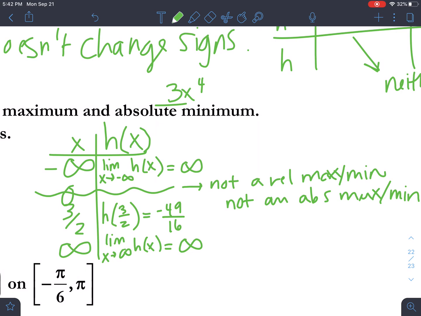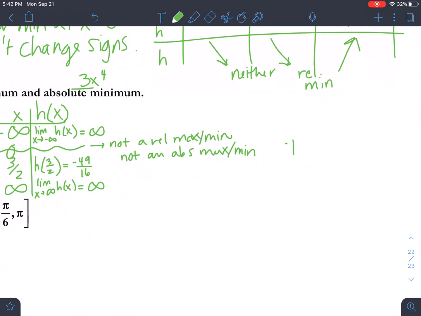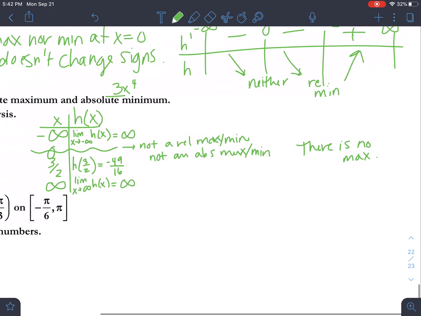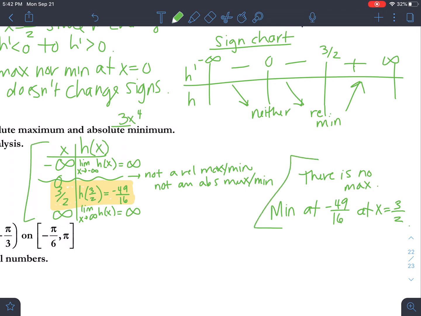So that being said, those are not maxes or mins because infinity is not a number. Infinity is a representation of that situation, so there is no max. So you would write that. There is no max value, okay? And that's because infinity doesn't count as one. And besides that, we didn't have any relative maximum to deal with. We did, in fact, have a relative minimum, though, and it happens to actually be the minimum value. So there is an absolute minimum of negative 49/16 at x equals 3/2. And that's what you put for your answer right here. Show your analysis. That's the table.